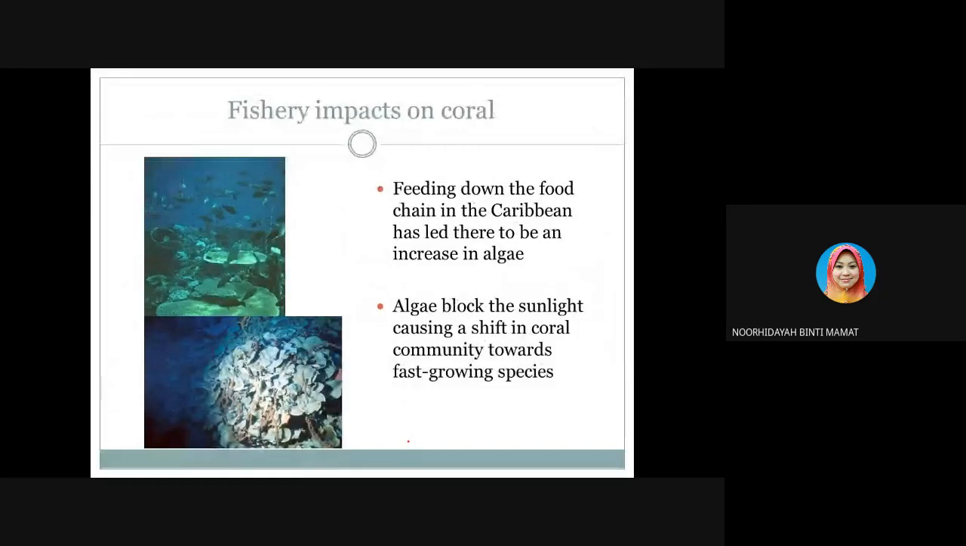So this is the fishery impact on coral. Feeding down the food chain in the Caribbean has led to an increase in algae. The algae block the sunlight and cause a shift in the coral community towards fast-growing species, creating a situation of algal blooms. Excess nutrients promote the growth of algae, which can kill the corals by smothering them, blocking their access to sunlight, and promoting the growth of harmful bacteria.